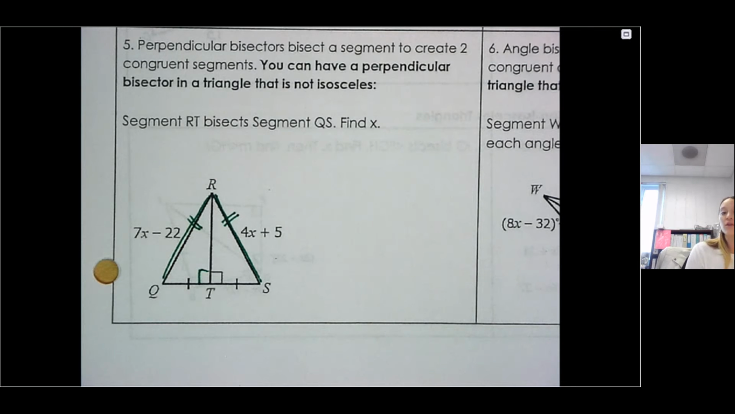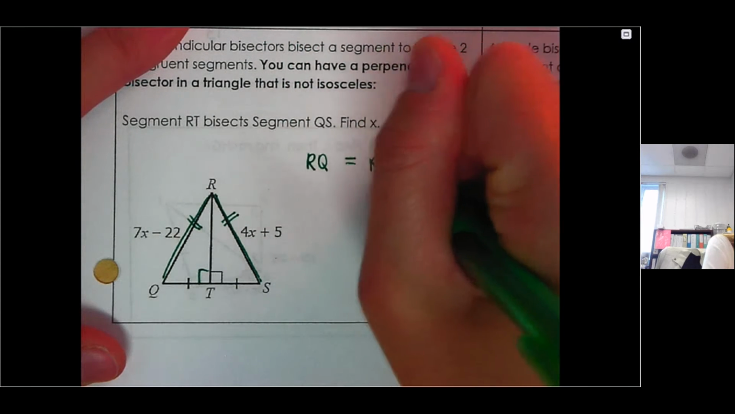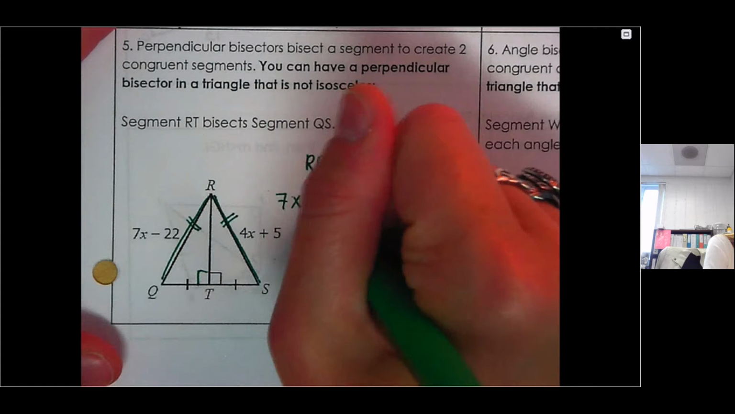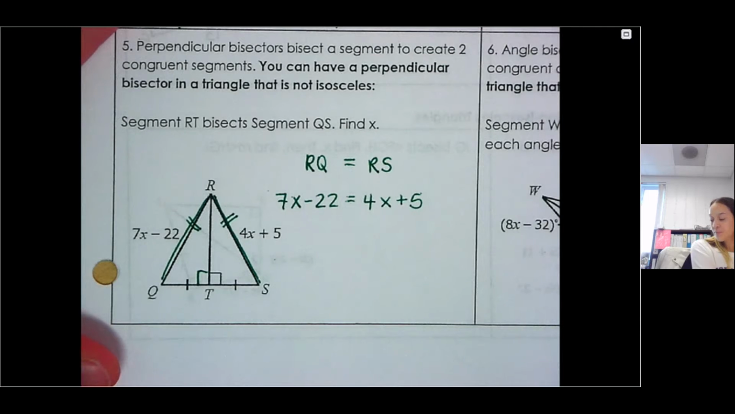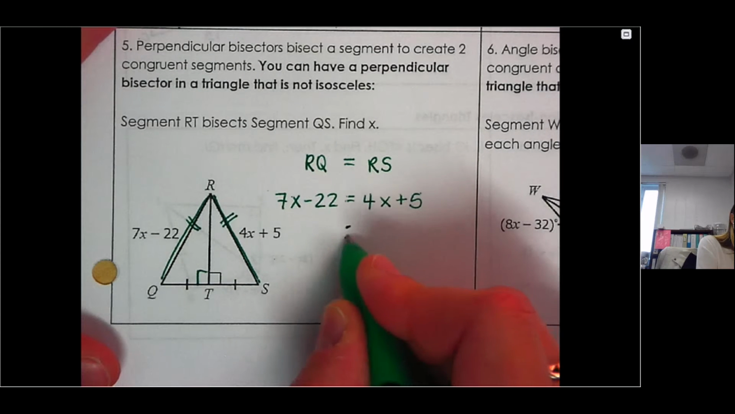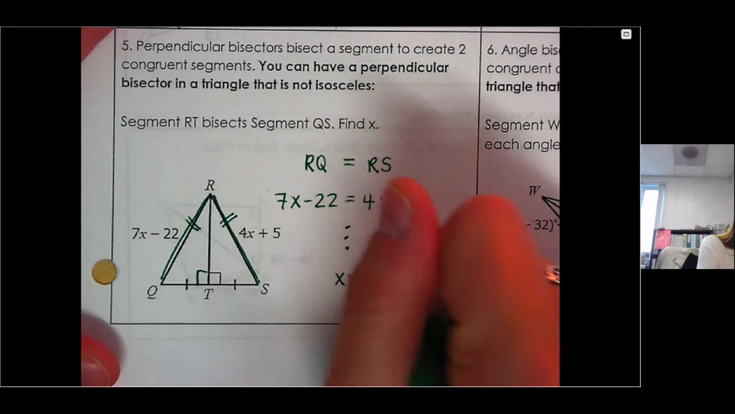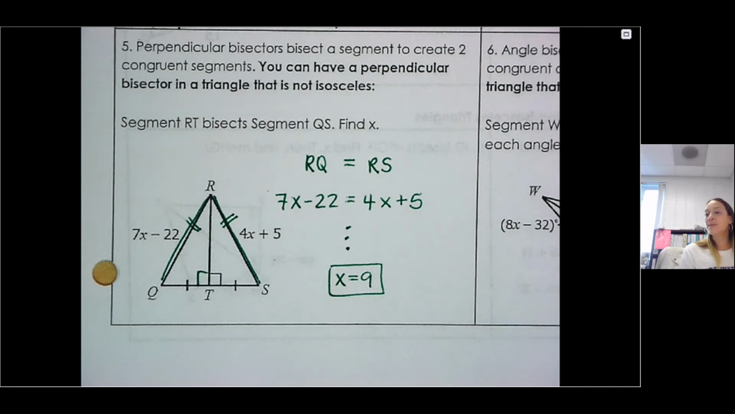Perfect. Because they are congruent, I know that RQ is equal to RS. They're the same length. So because of that, I just take the equations and set them equal. Again, I'm going to skip the algebra. And you'll get your final answer is x equals 9 if you did the algebra. Okay, so isosceles are pretty easy because if they're the same, you just set them equal. And then number 6, last one, same idea.